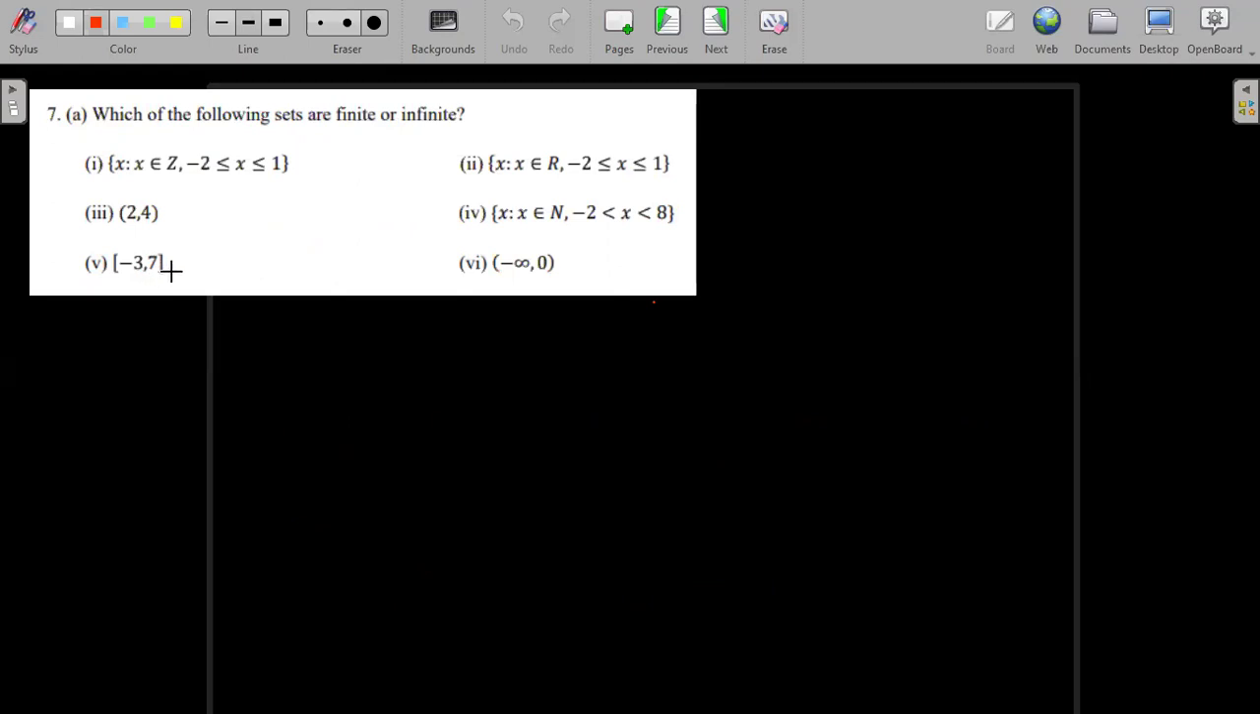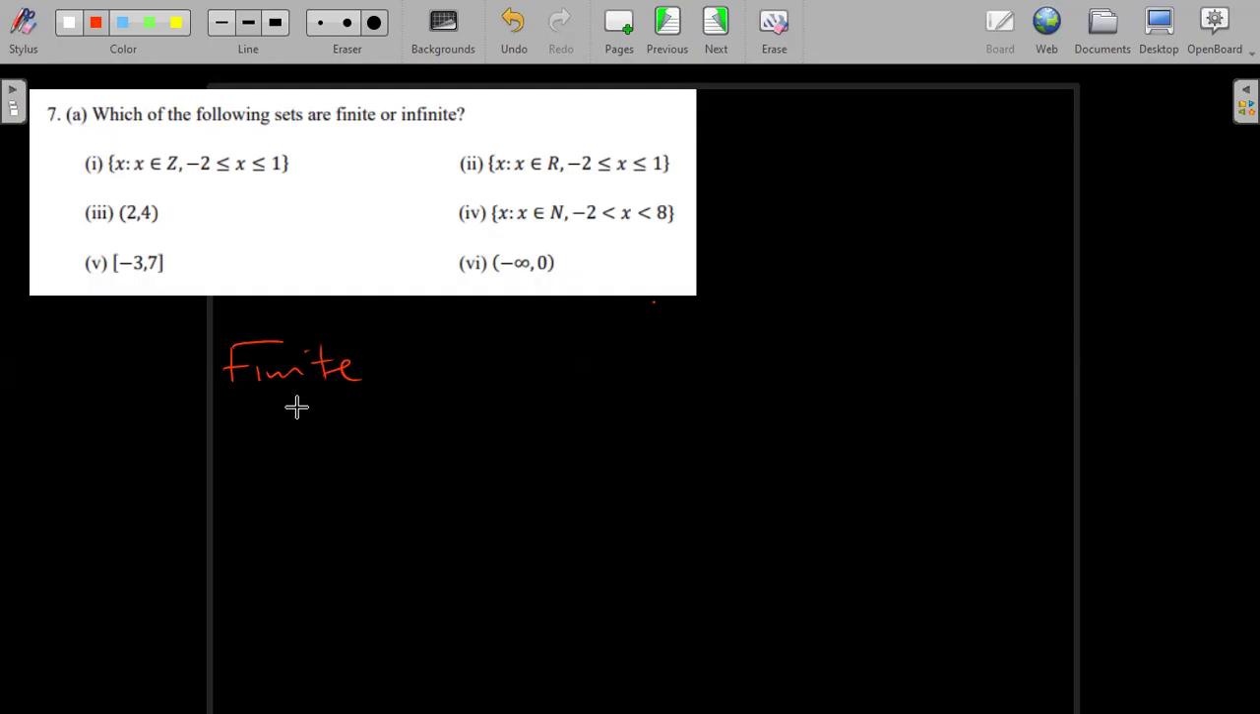Question 7 demands for us to identify which of the following sets are finite and which ones are infinite. So I must check now. A finite set is just a set which is countable. The elements in this set are countable.